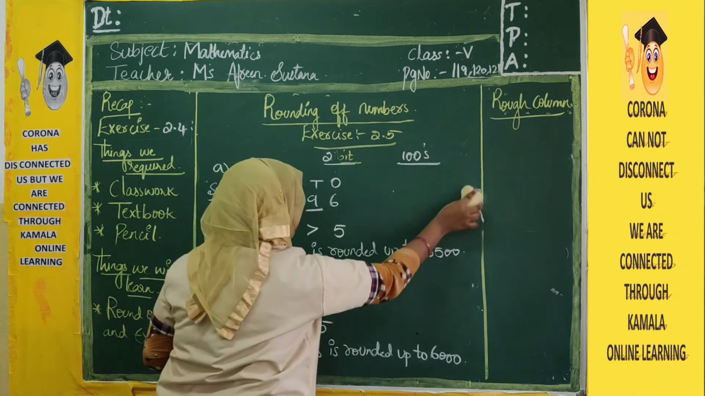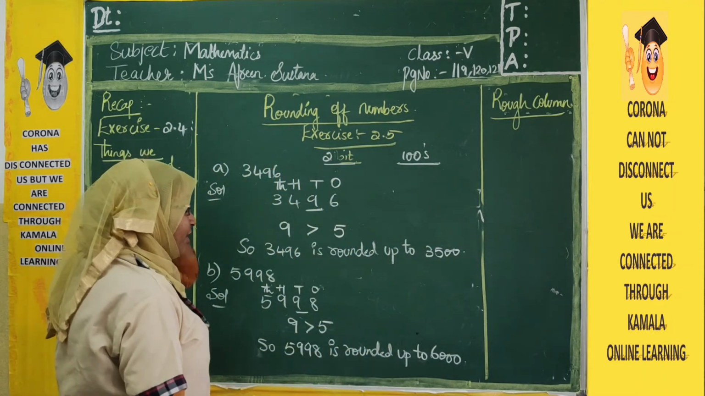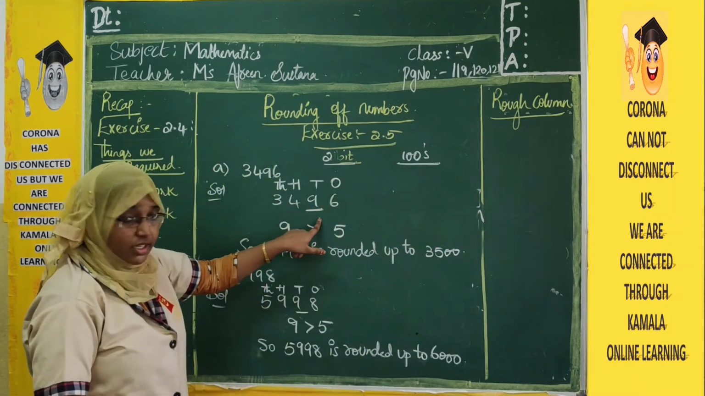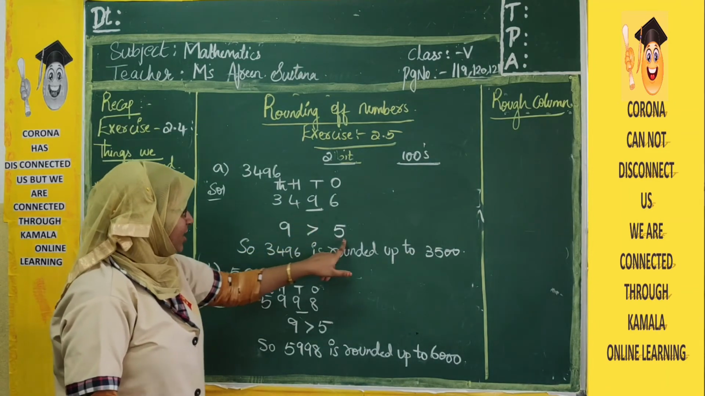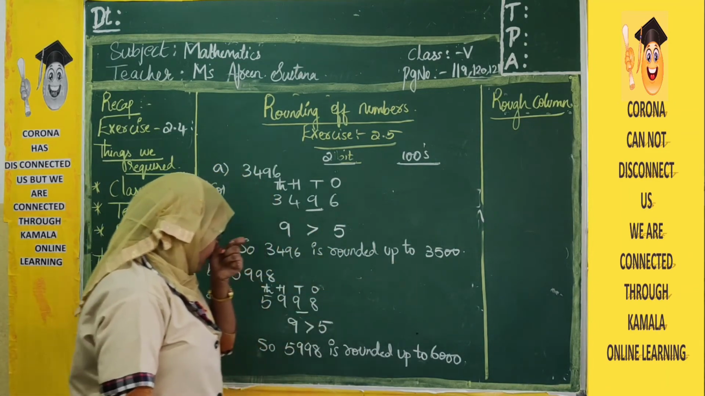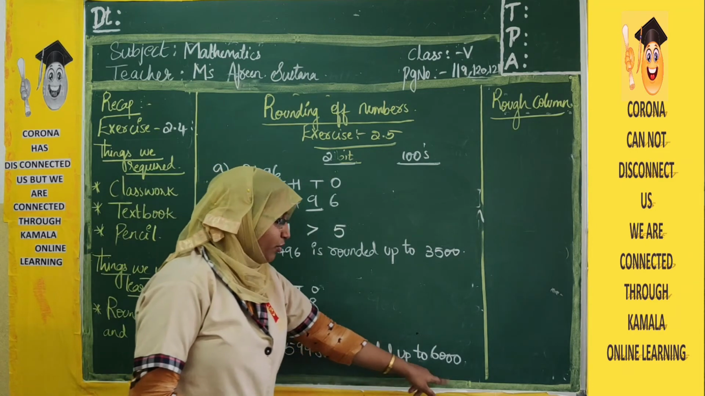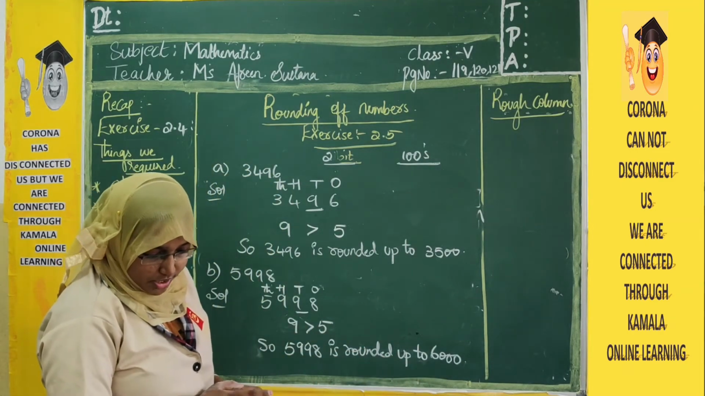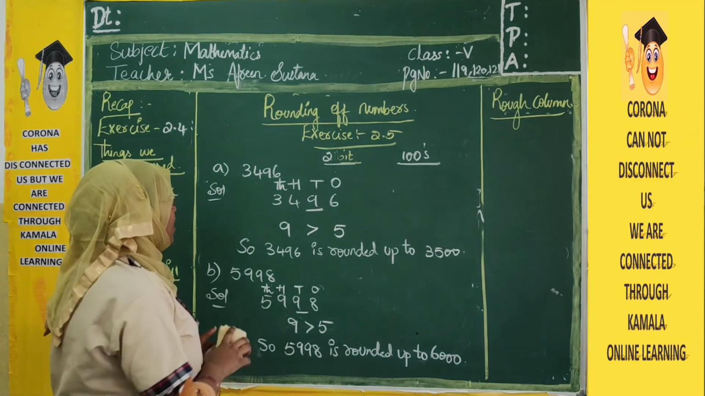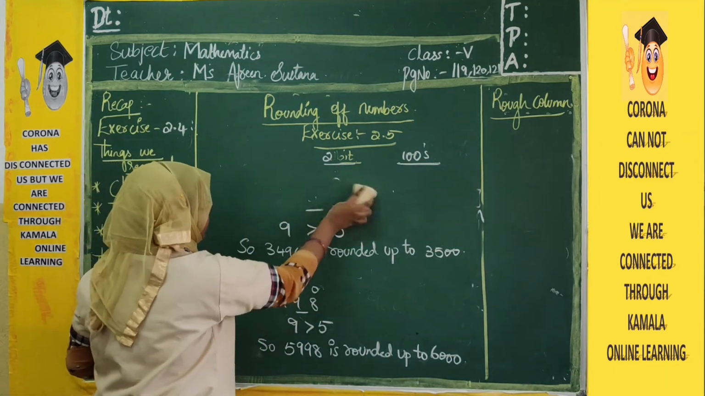Fine. So what is the first one? As we are doing for hundreds, we will consider the digit at tens place. 9 is greater than 5, so we have rounded up. Here also the digit at tens place 9 is greater than 5, we have rounded up to 6000. The same way you can do C and D. Let us move to the last, third bit.